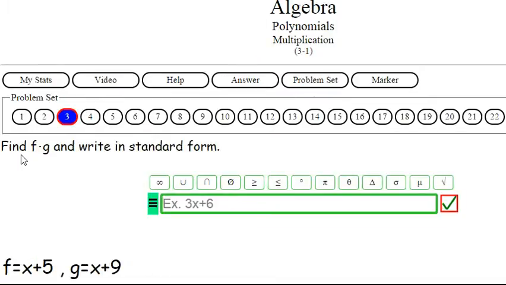Okay, we're over here at gotomath.com. Click on the algebra. Let's go down to multiplication. And we are doing 3.1. It says find f times g and write in standard form. So let's write this down. F is equal to x plus 5 and g is equal to x plus 9.